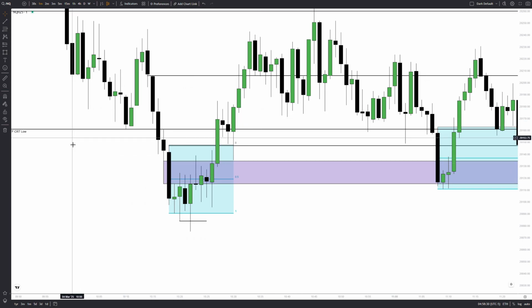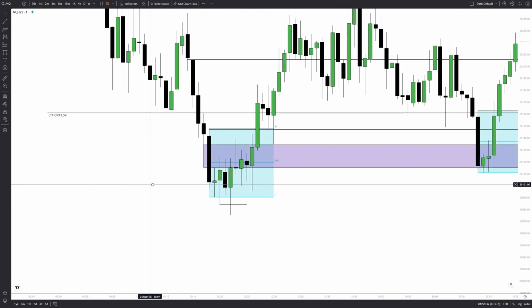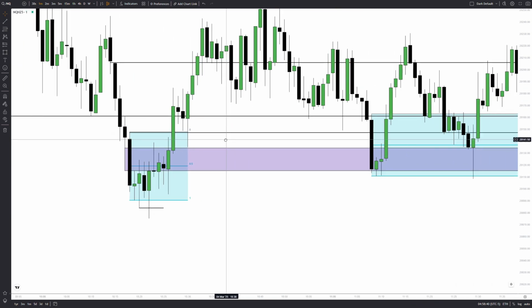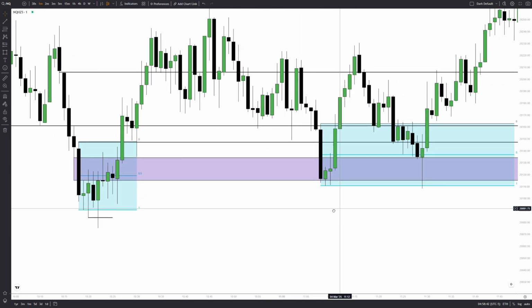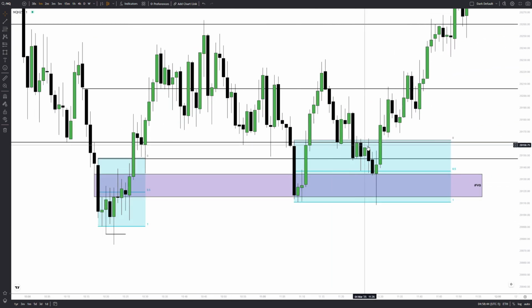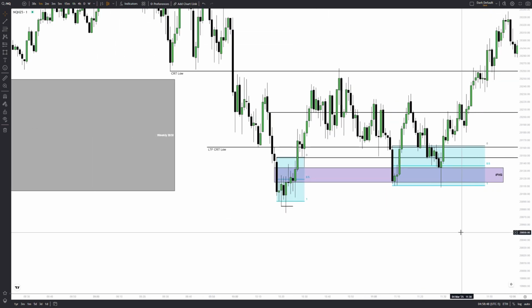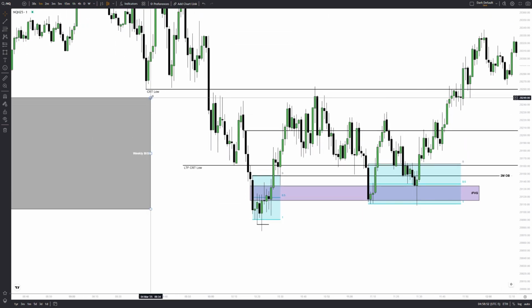This is high probability. A high probability IFVG occurs when we tap into the IFVG after creating it. We take out a swing low, and then we inverse it. And as you can see here, it never closed below that IFVG. Reject, reject. Okay. Now, this is all within this weekly bullish FVG.